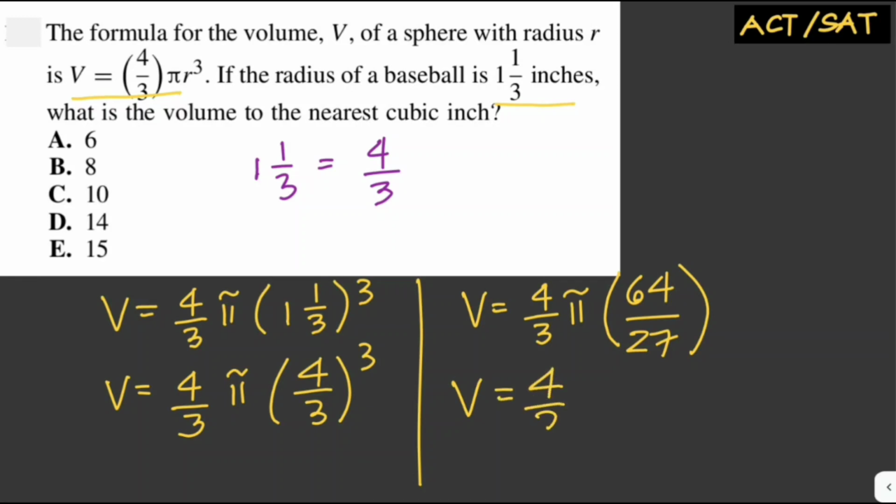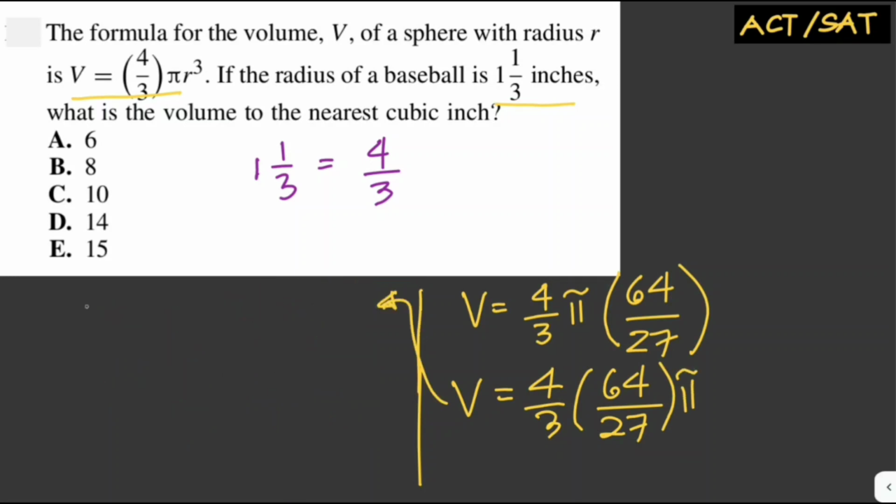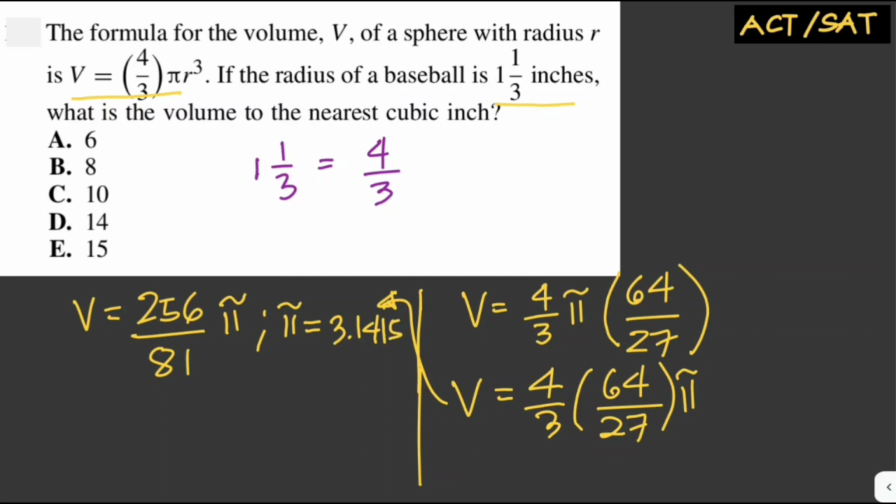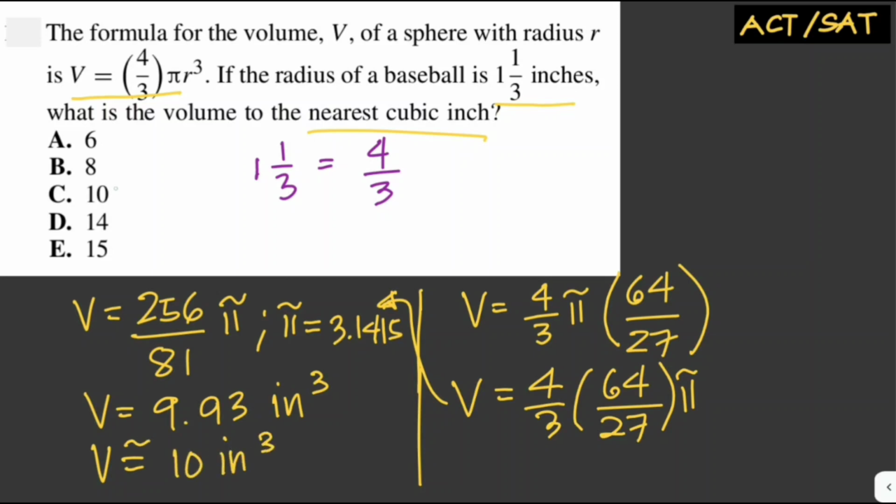Then we can multiply 4/3 and 64 over 27. So our volume would just be equal to 256 over 81 pi. Then we can reduce that and we can use the value of pi, which is equal to 3.1415. So the volume here is just equal to 9.93 cubic inches, and it says to round this off to the nearest cubic inch. So our volume here is approximately equal to 10 cubic inches. So the answer here is letter C.